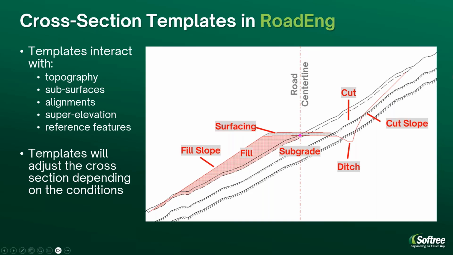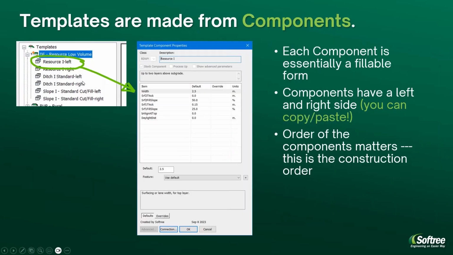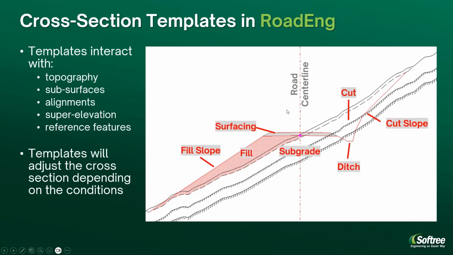It's important to note, and I'll cover this on the next slide as well, we talk about cross-section templates in terms of left side and in terms of right side. So if we look to this next slide here, you'll see, for example, the ditch has a left component and a right component. And so really we use the road center line and define our templates based on left and right. That way we can have different behavior happening on either side of center line depending on the conditions.